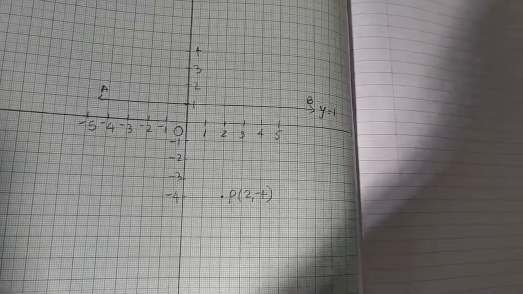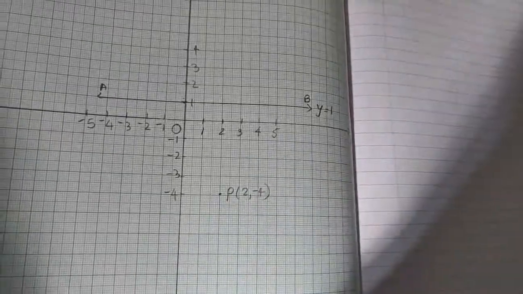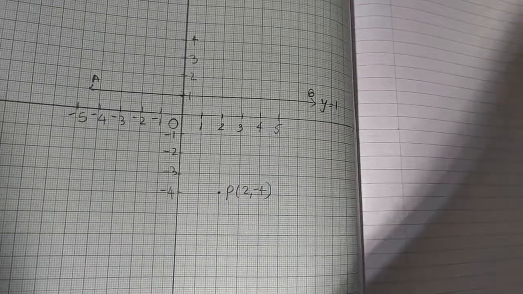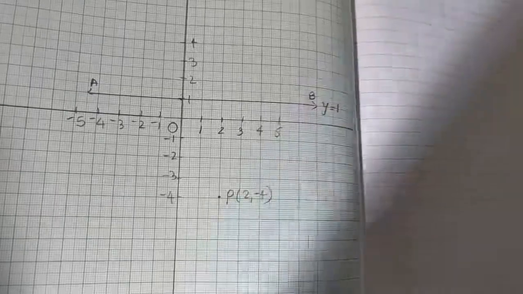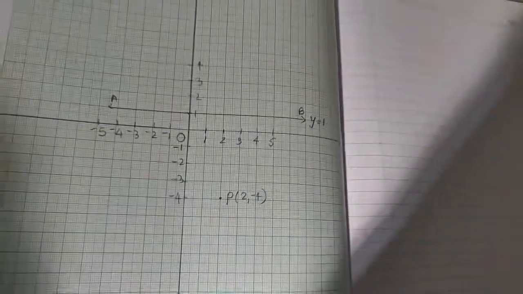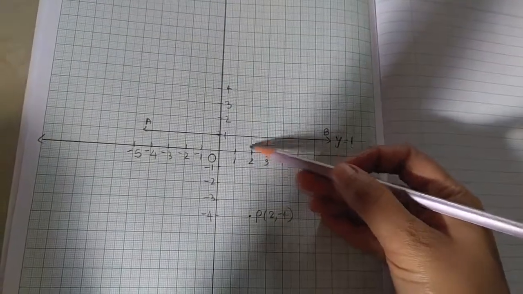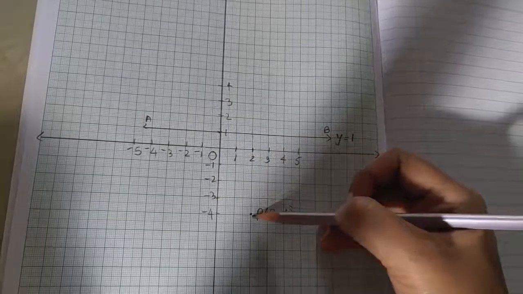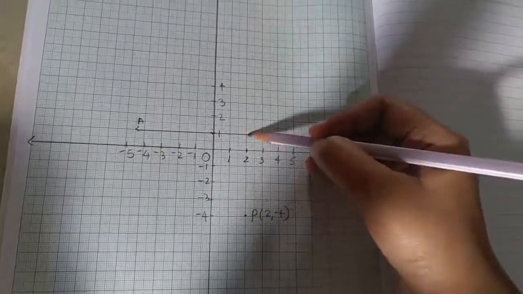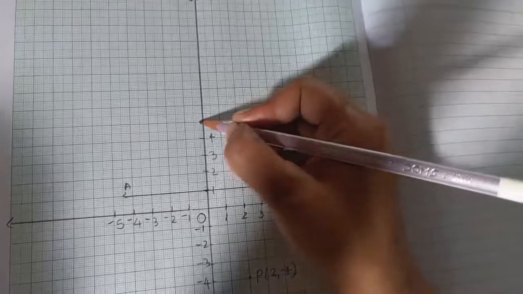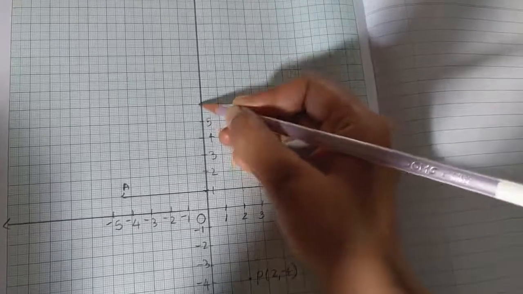Now we want the reflection of the point P (2, -4) in this line y equal to 1. So students, it is very easy with our basic idea. You can see now this is P (2, -4). How much is the distance from this line? This is 4 and this is 5. So it means on the upside also we need 5 centimeters. So I have to extend these numbers first.